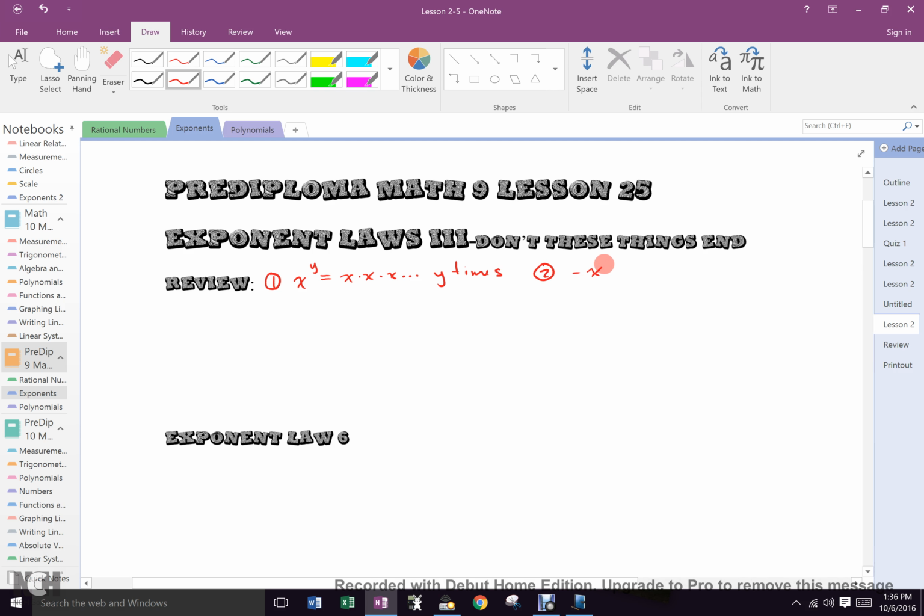Negative x to the y. What do we know about that construction? Sam? If the exponent y is even, then the answer is positive. If y is odd, the answer becomes negative.